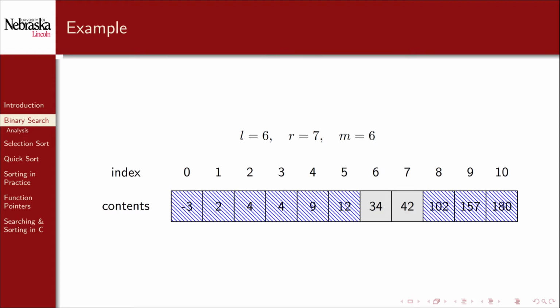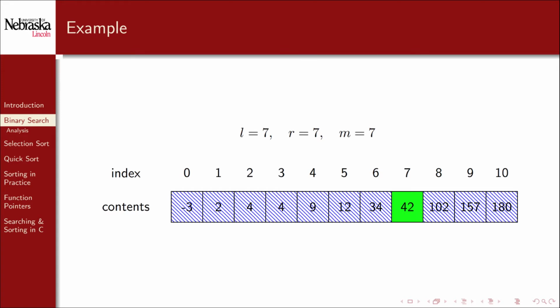We won't always be able to split up the array into two equal parts. 34 is less than our key 42, so we update the left index to 7, at which point we've found the element that we're looking for. If you were counting along, we only had to make 4 comparisons to find 42. If we had used linear search instead, starting from the beginning, we would have had to make 8 comparisons.